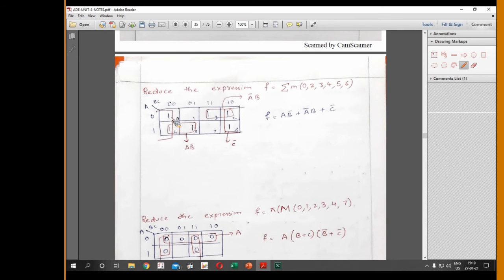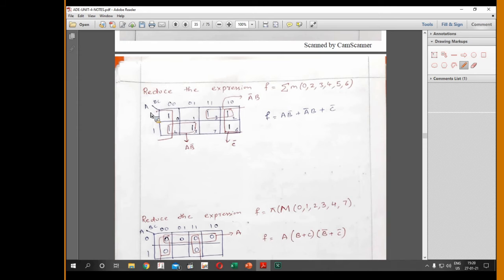So we mapped the ones, or we have placed the logical one on those corresponding minterm cells. So for 0 we placed 1, for 2 placed 1, binary cell 2, binary cell 3, 4, 5, 6. After mapping we have to check for the adjacency.